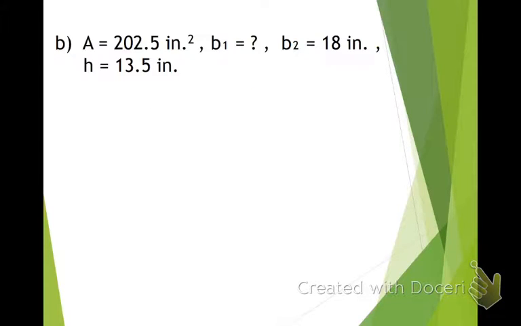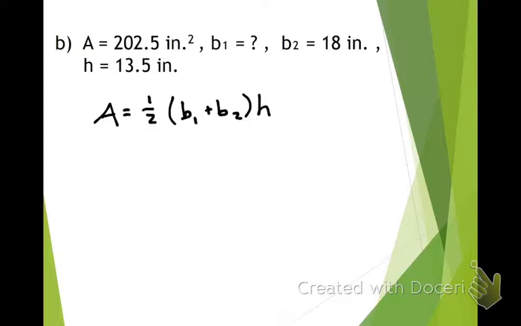Okay? Write this one down. Okay, we're trying to find one of the bases now. Okay, we know that one of the bases is 18. We've been given the area and the height. So let's go ahead and start with our formula. Sherelle, what's the formula? A equals 1/2 times B1 plus B2. Okay, just remember B1 and B2, those are going to be your parallel lines.